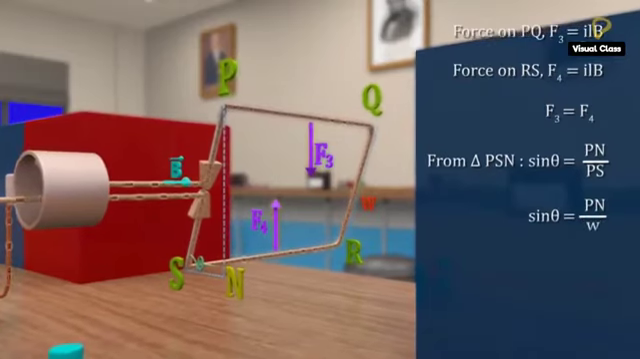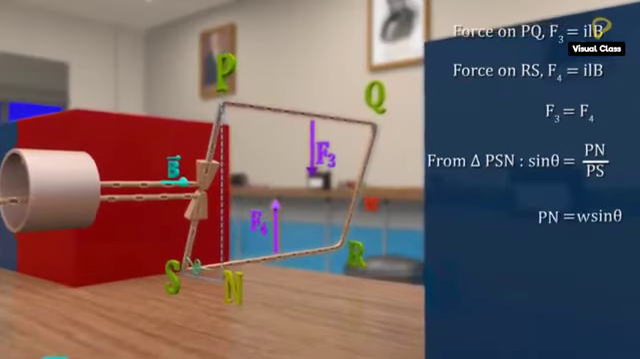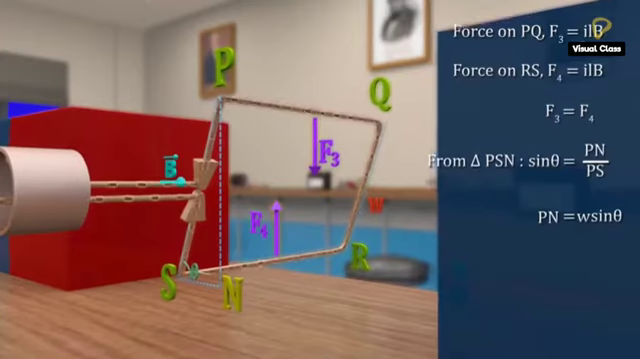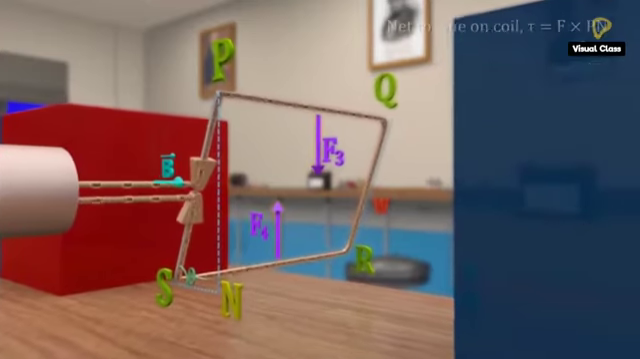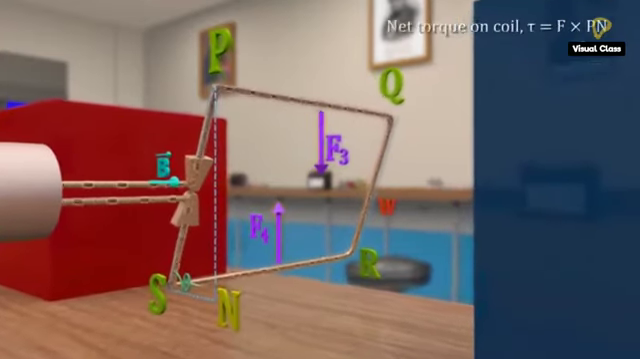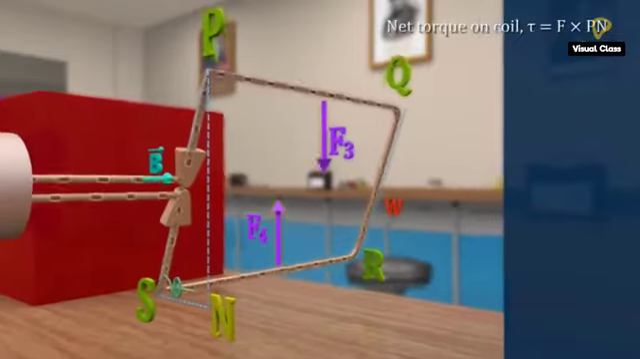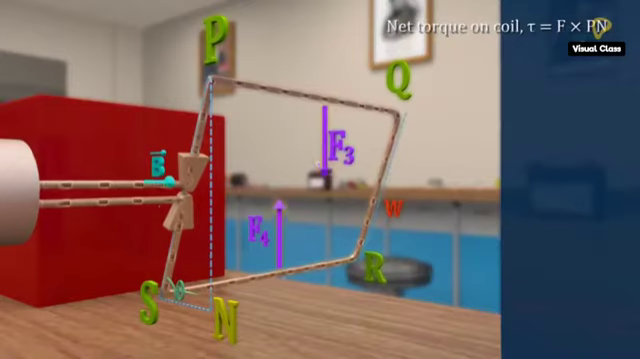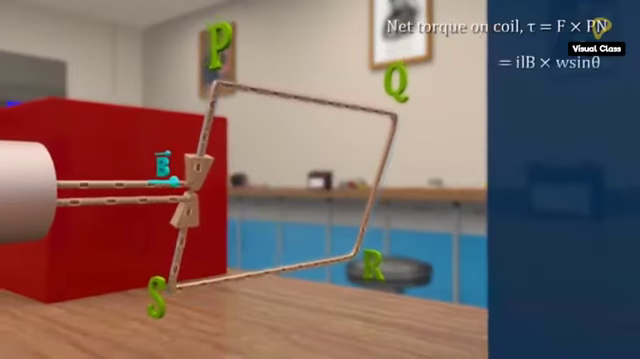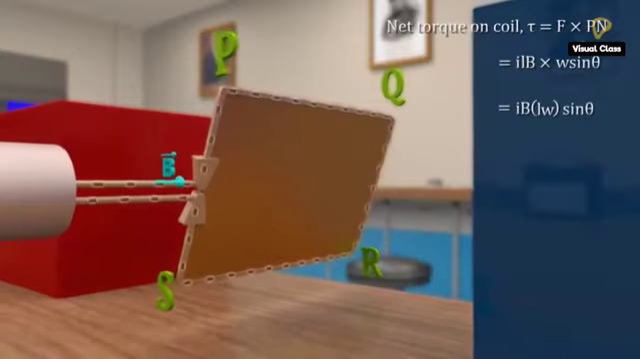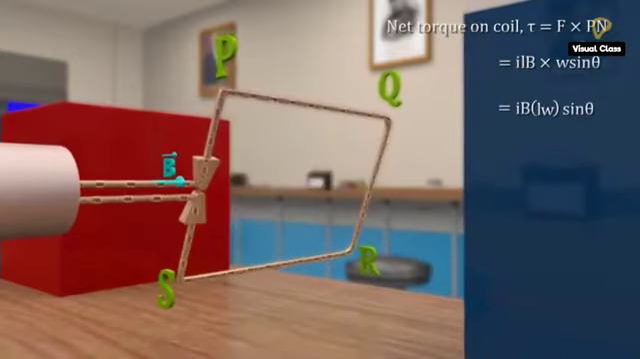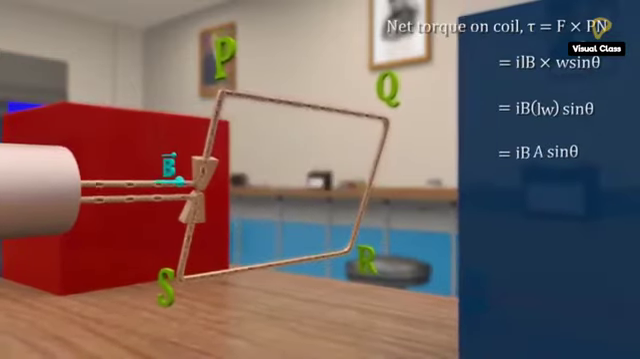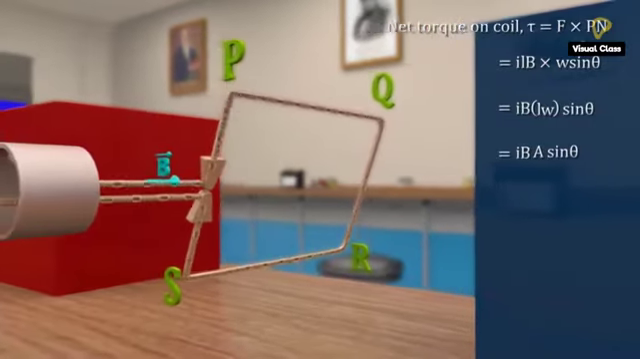This gives the distance between the forces, PN, equal to W sin theta. Net torque acting on the coil is equal to the product of magnitude of force and the perpendicular distance between the forces. WL is equal to the area of the loop. Hence, torque on the coil is equal to IBA sin theta.